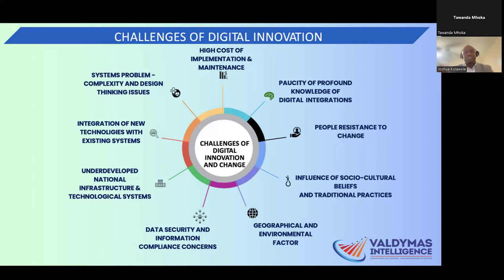So if you're thinking about digital innovation, you must think about data security, because people will sell your data from the back end, trust me, and they can use it for several criminal activities as well.